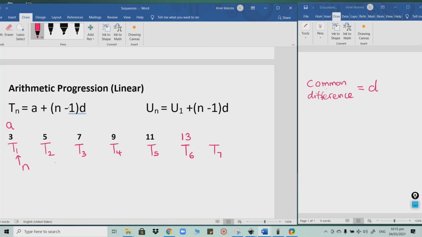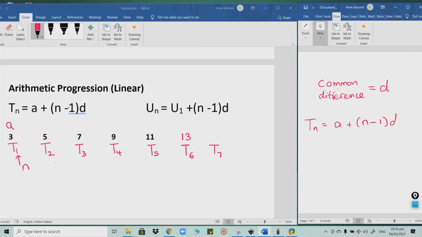We could actually use this formula here to figure out the 7th term. So let me write the formula here. Tn is equal to a plus n minus 1 multiplied by d. We want to find the 7th term, so we want to find T7. That means my n value is 7. So anywhere I go in this formula and I see an n, I can replace it with 7.